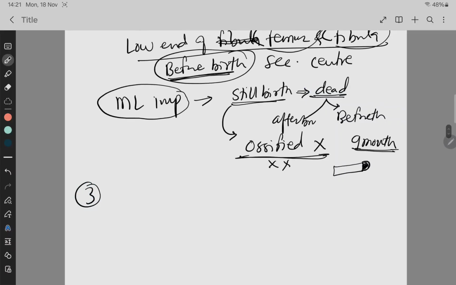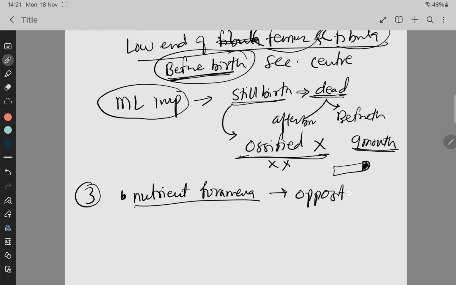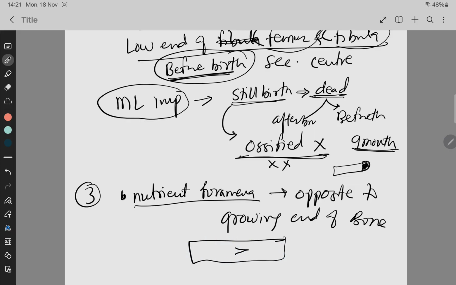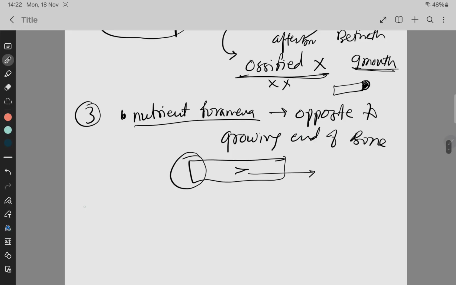The third law of ossification is the direction of the nutrient foramina. The direction of the nutrient foramina is opposite to the growing end of the bone. Suppose this is a long bone, and the direction of the nutrient foramen is towards this side, then the growing end is this one. So the growing end is almost opposite. That suggests the third law of ossification.